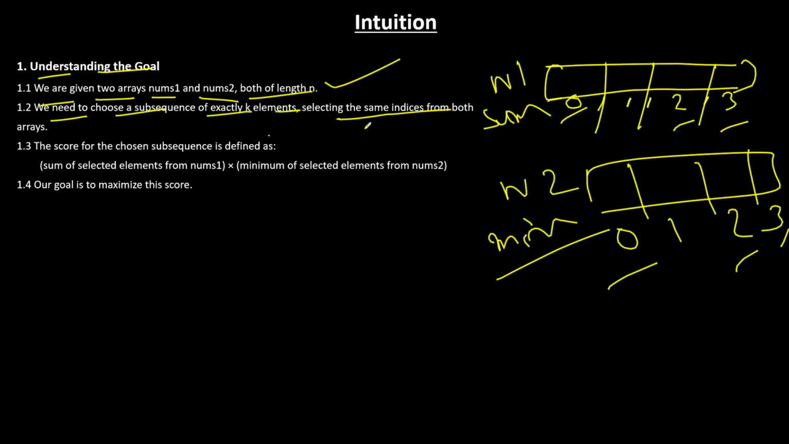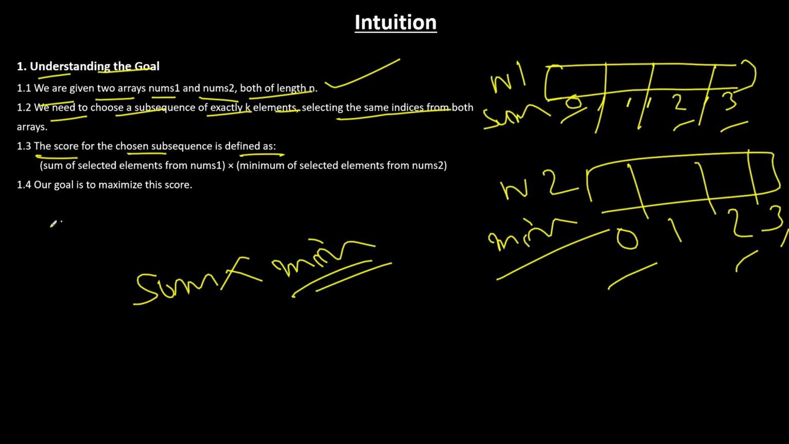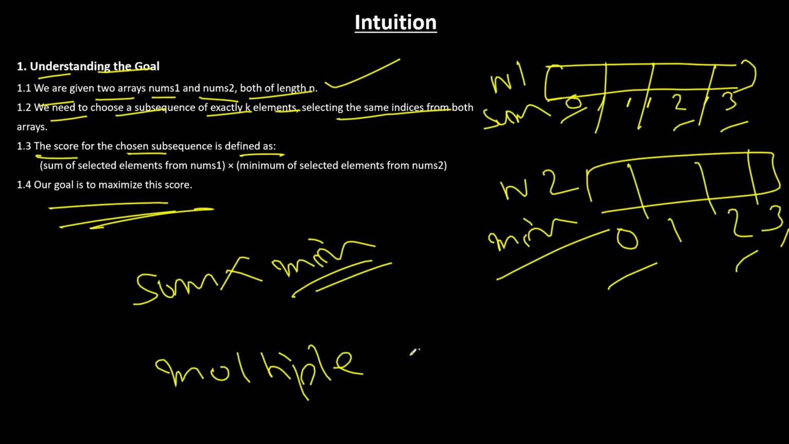Okay. Now we understood the formula that the score of the chosen subsequence would be sum of nums1 multiplied by the minimum value from the nums2. Okay. Now our goal is to maximize the score. So it is not necessary that whatever value which we got in the first chance will be our answer. So we have to basically try multiple combinations to find our answer. Okay. So I hope you understood the goal, what we have to basically do.